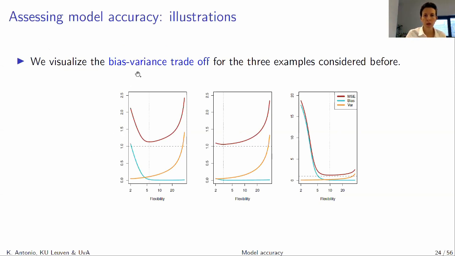So here we picture the bias variance trade-off for the three examples considered before. And again, this example is taken from the book An Introduction to Statistical Learning, so you can read about it in more detail in the book. But you see here the test mean squared error. You see here how the bias is behaving, how the variance is behaving. And if you add these two together, you'll recognize the behavior of our test mean squared error.